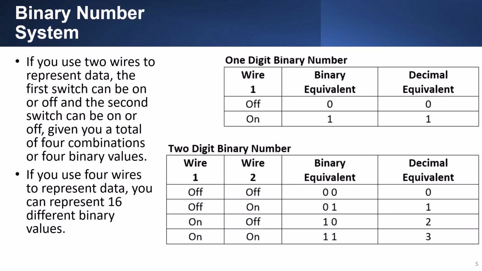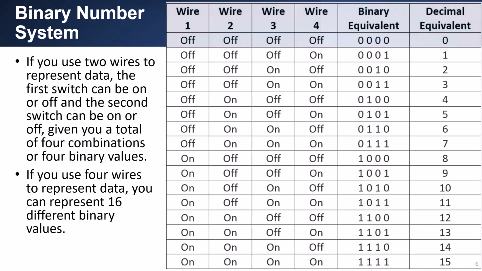If you use 2 wires to represent data, the first switch can be on or off, and the second switch can be on or off, giving you a total of 4 combinations or 4 binary values. If you use 4 wires to represent data, you can represent 16 different binary values.